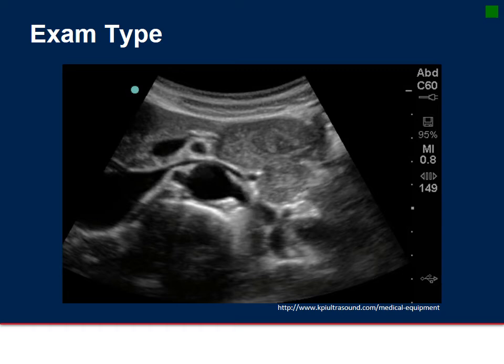So another important point is the exam type, and every machine allows you to select the different type of exam. So you can see here that we've selected an abdominal exam, and the machine is already programmed so that the resolution and the depth for each different type of exam is optimized. And so if we switch to a cardiovascular exam, then the resolution and the depth would be optimized for this. Same thing for a vascular exam.